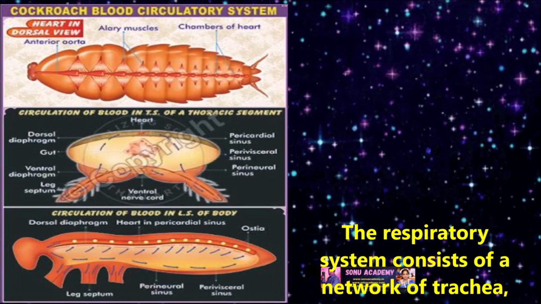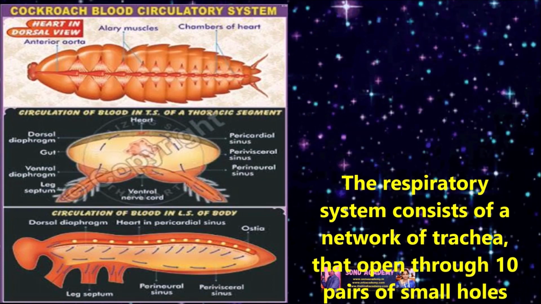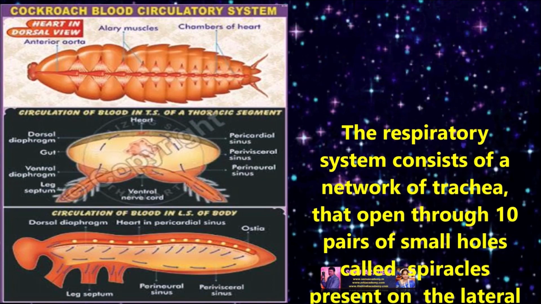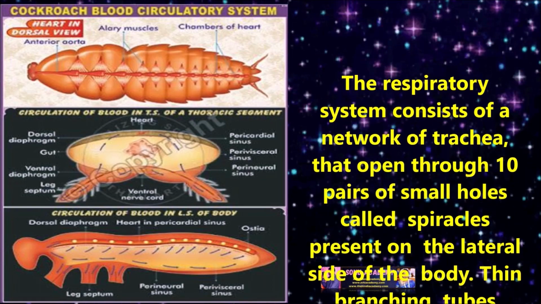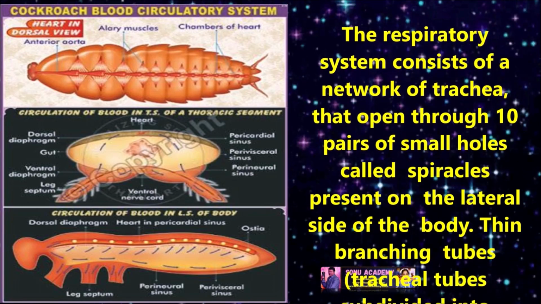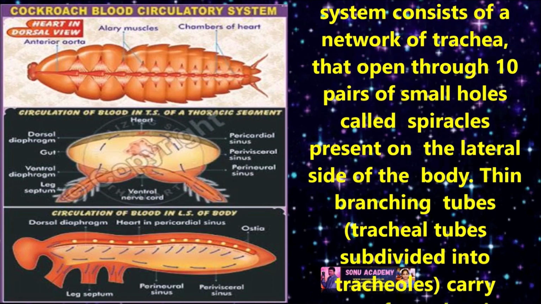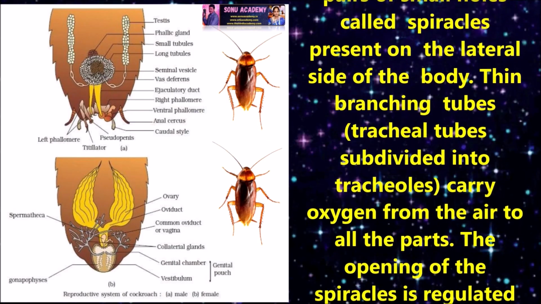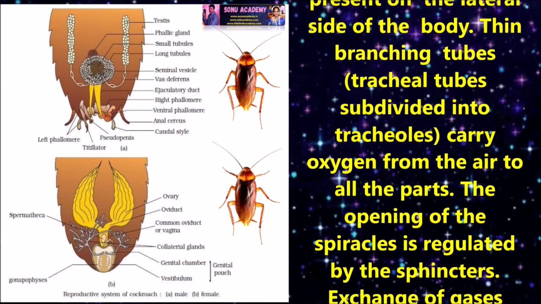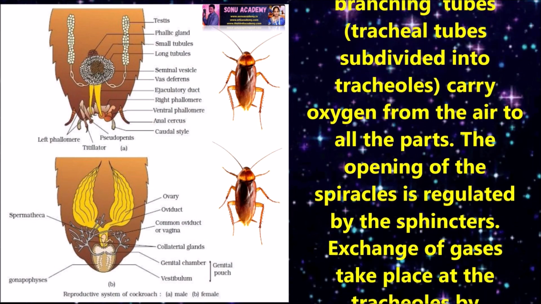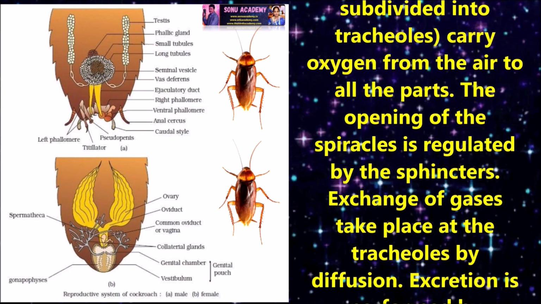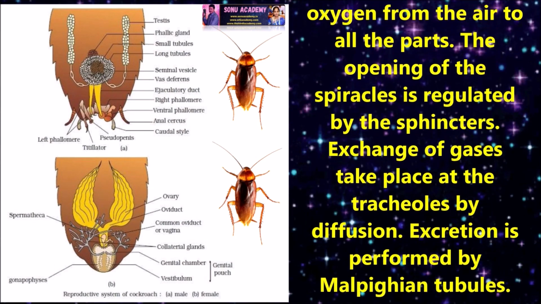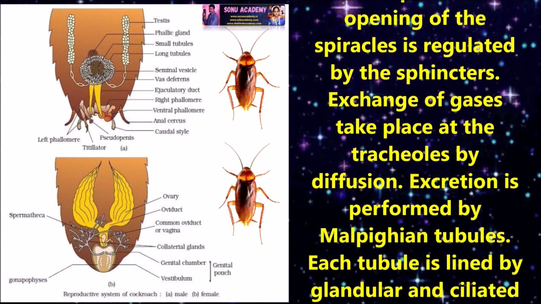Respiratory system consists of network of tracheae that opens through 10 pairs of small holes called spiracles present on the lateral side of the body. Thin branching tracheal tubes subdividing into tracheoles carry oxygen from the air to all parts. The opening of spiracles is regulated by the sphincters. Exchange of gases takes place at the tracheoles by diffusion.